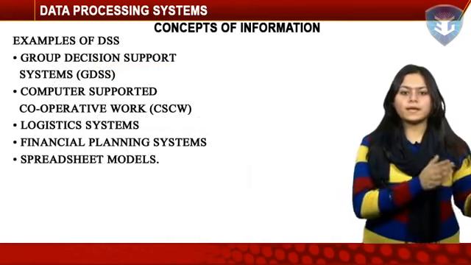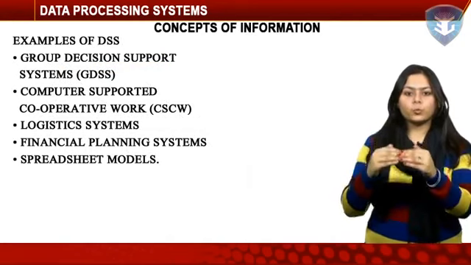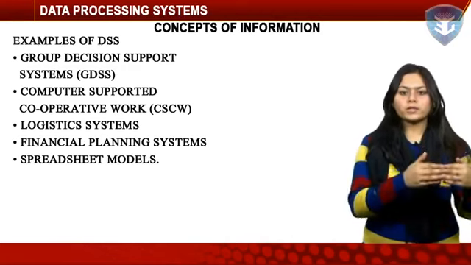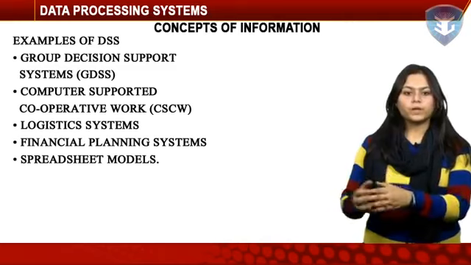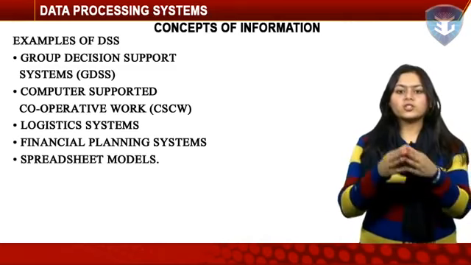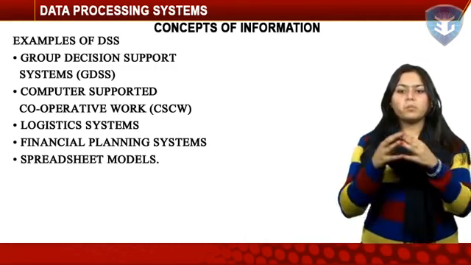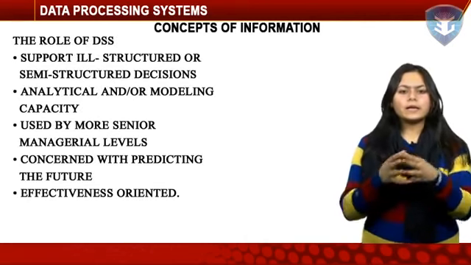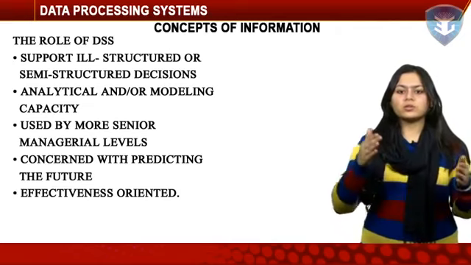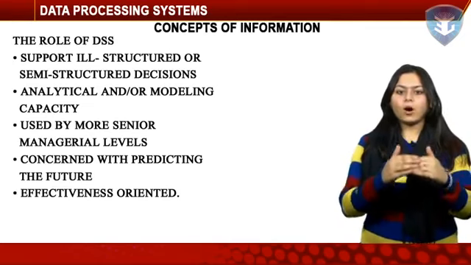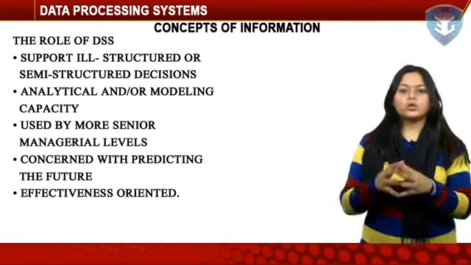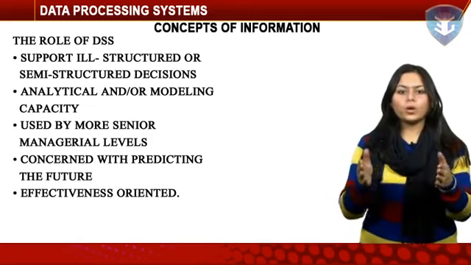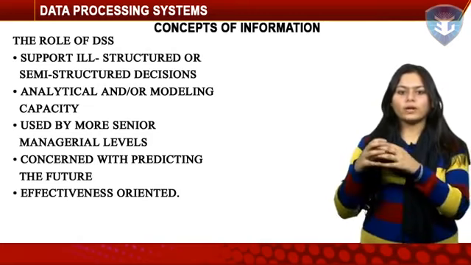Examples of DSS: Group Decision Support System GDSS, Computer Supported Cooperative Work CSCW, Logistics Systems, Financial Planning Systems, Spreadsheet Models. The role of DSS: support ill-structured or semi-structured decisions, analytical or modeling capacity, used by more senior managerial levels, concerned with predicting the future, effectiveness oriented.